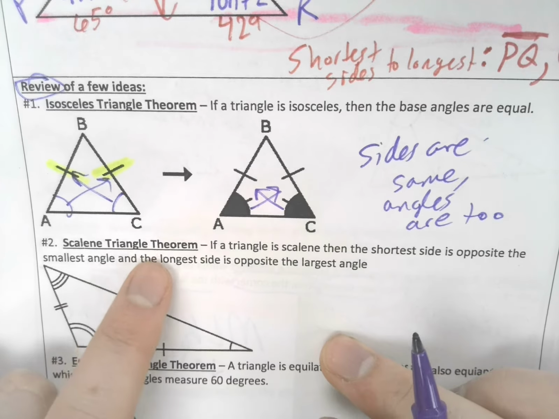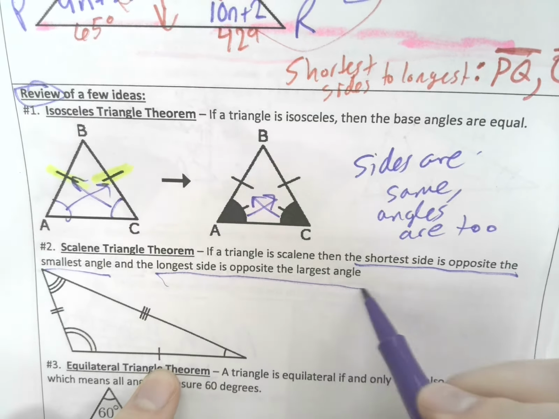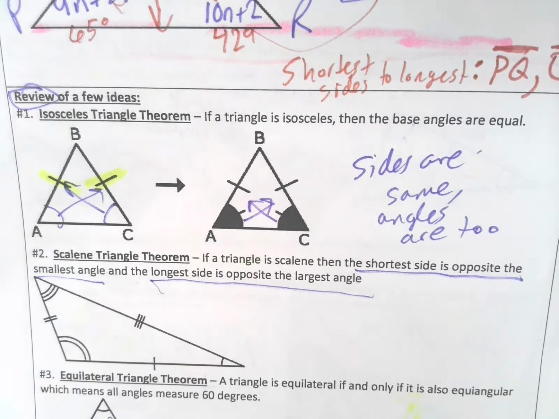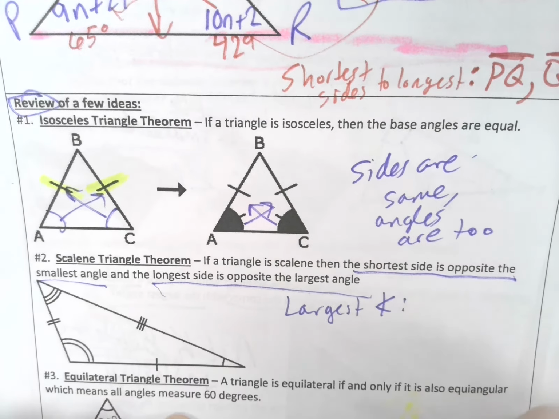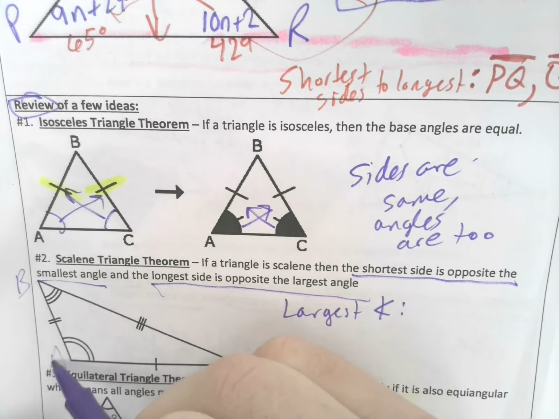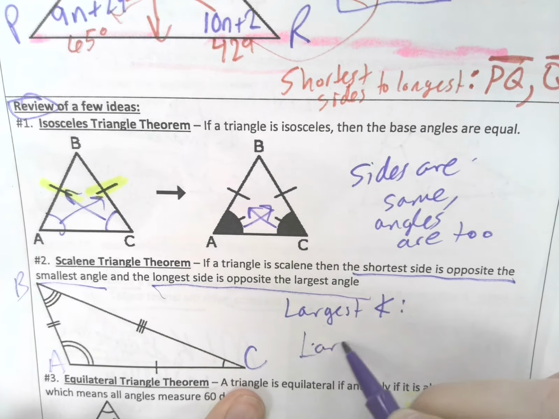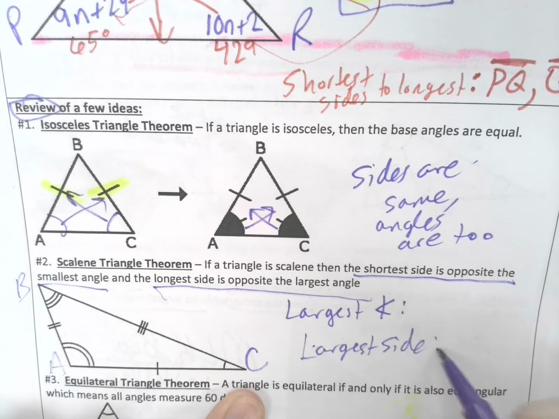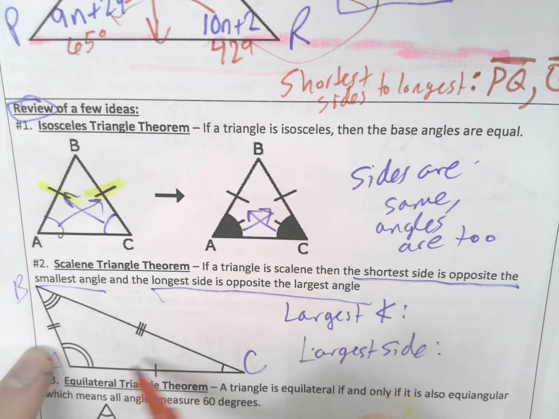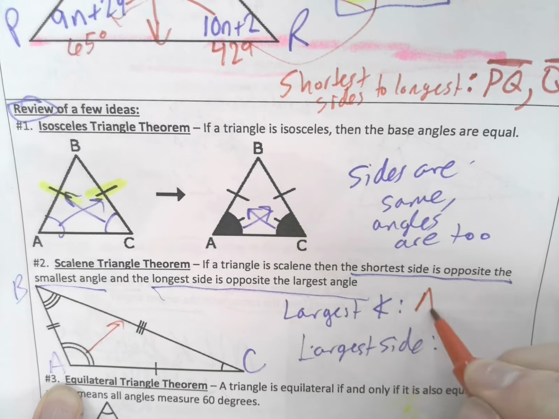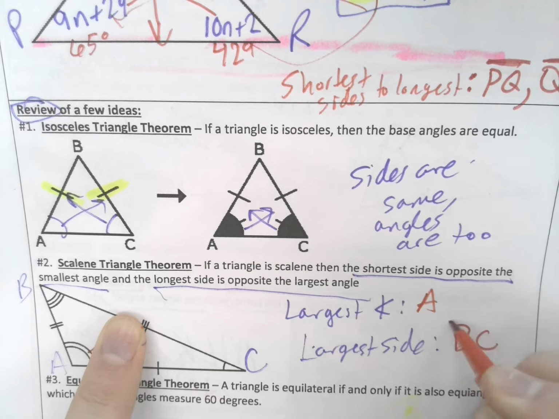Next, scalene triangle theorem. If a triangle is scalene, then the shortest side is opposite the smallest angle, and the longest side is opposite the largest angle. Well, that's just kind of common sense. We've talked about that. So what would your largest angle be in this problem? Let's label this B, A, and C. And what would that mean for the largest side? So it looks like our largest angle is going to be the obtuse angle here, A, and it's opening up to side BC.